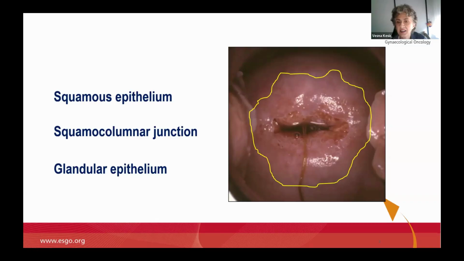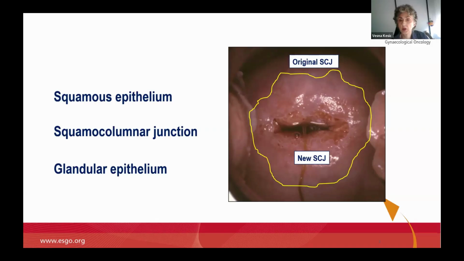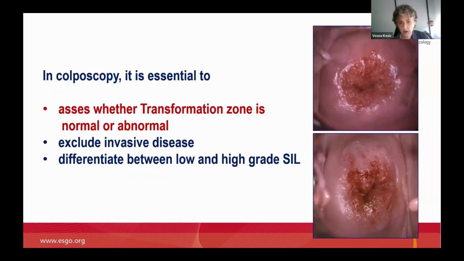So this line is marking the original squamocolumnar junction. The other one is the new squamocolumnar junction. Maybe I should click by mouse, not on the keyboard. Let's see. I hope this will work. So the area between these junctions, original and new, is called the transformation zone.